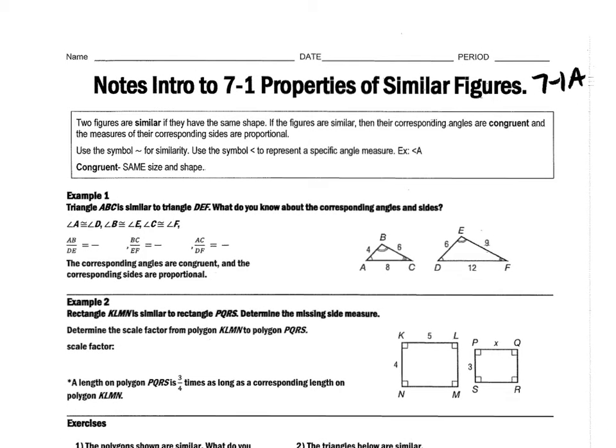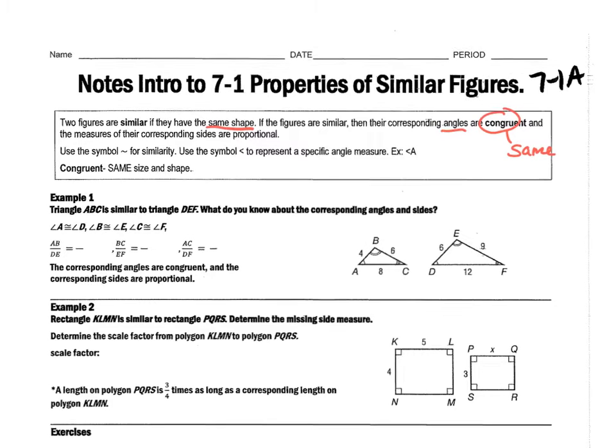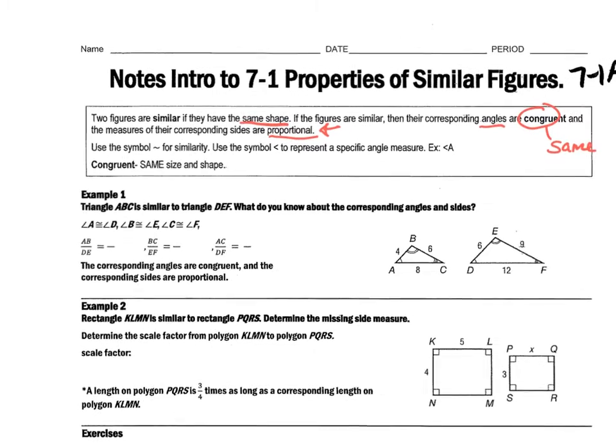two figures are similar if they have the same shape. So the same shape, but not necessarily the same size. If the figures are similar, then their corresponding angles are congruent. Congruent means same size. And the measures of their corresponding sides are proportional. Okay, so proportional just means they can scale up or scale down to each other, but they're not going to be the same. Okay, but the angles, however, will be the same.